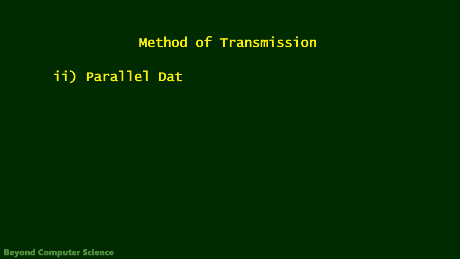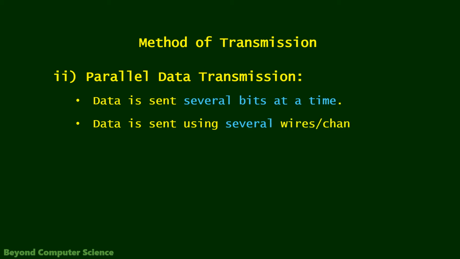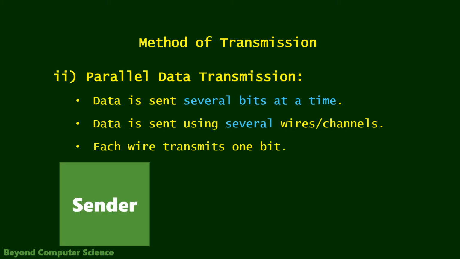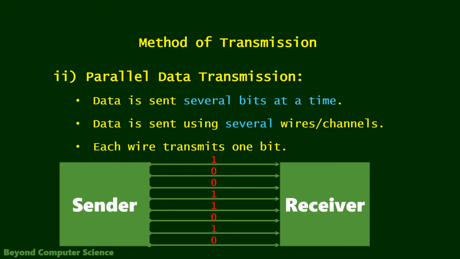Another method is parallel data transmission method. What happens in parallel? Data is sent several bits at a time. Okay, so we are sending multiple bits, multiple ones and zeros at the same time. How are we able to do this? Because we are using several wires. So we have either 8 or 16 or 32 or 64 wires together, and we are sending that number of bits at the same time. Each wire transmits one bit. You have a sender, you have multiple wires, and you are sending the bits to the receiver.